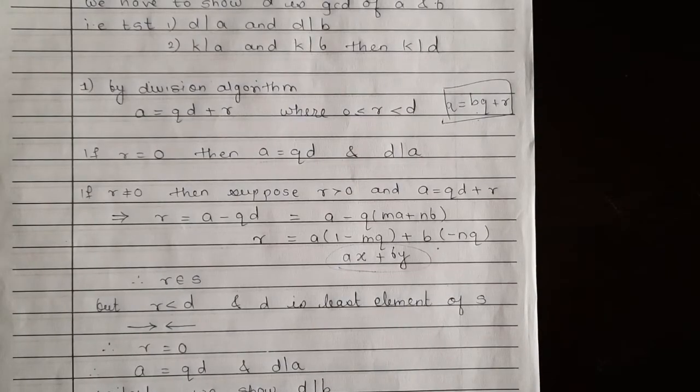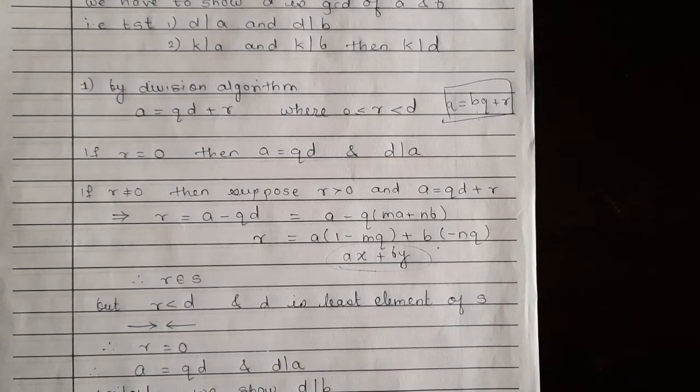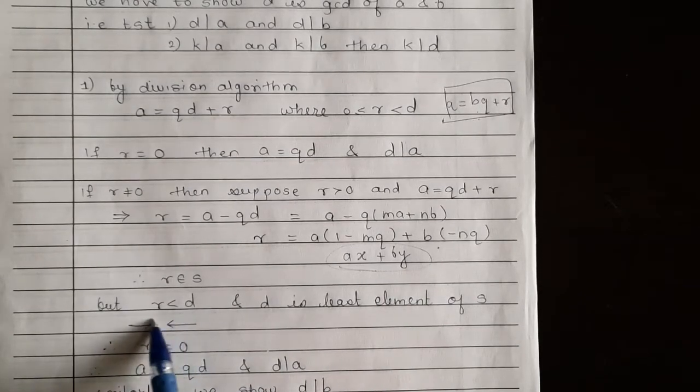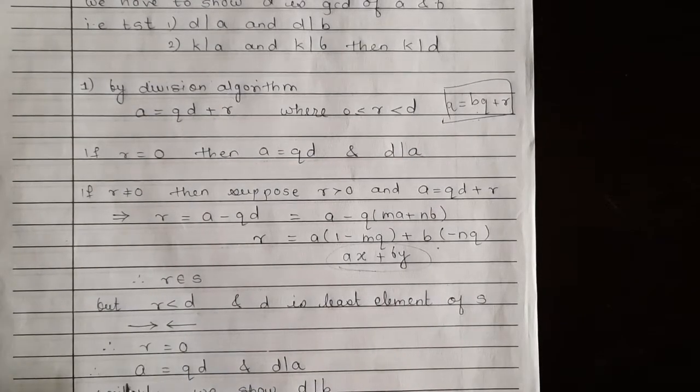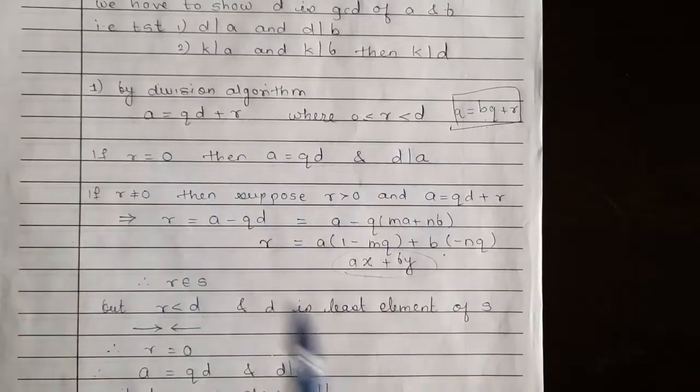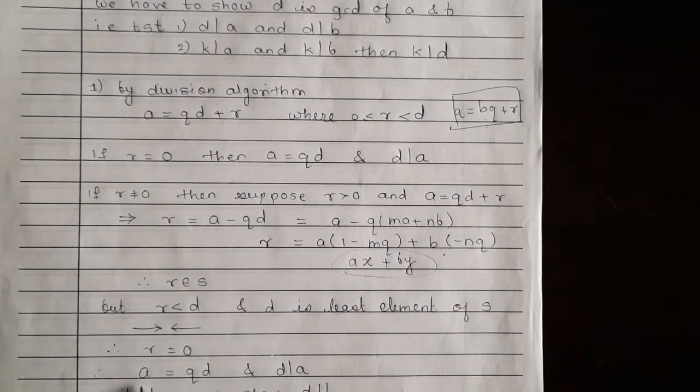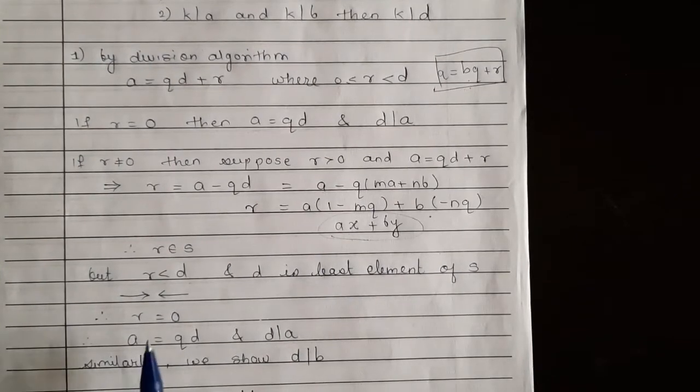But here we get a contradiction. What we assumed is D is the least element of the set S, and we get R is less than D. Therefore this is a contradiction, and so our R must be equal to 0. So A equal to QD and D divides A. Similarly, by using this method we show D divides B. I leave it for you as an exercise.